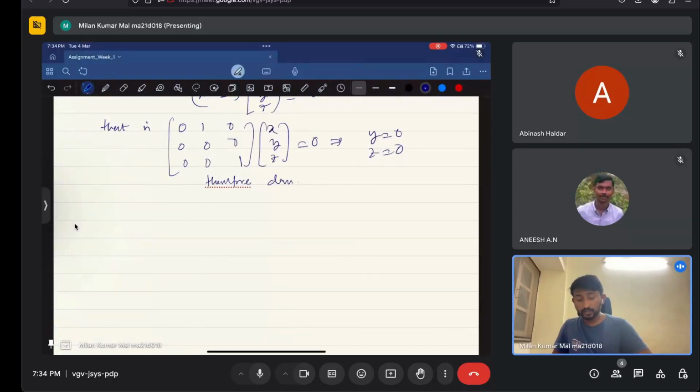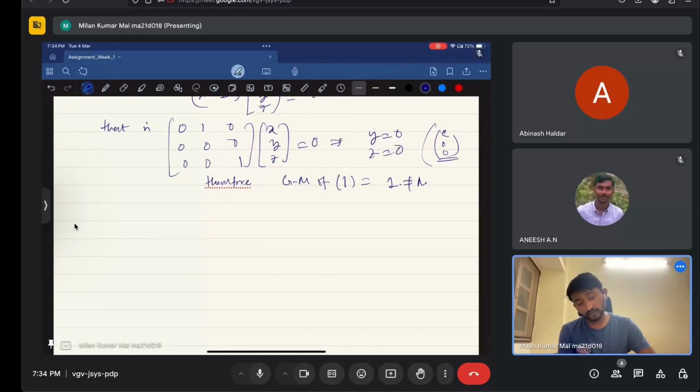the dimension, or geometric multiplicity, of the eigenvalue 1 is equal to 1, because here x can take any value. So therefore the elements (c, 0, 0), this type of element with c not equal to 0, are the eigenvectors, and this type of elements, with c any real number, forms the eigenspace corresponding to the eigenvalue 1. So the geometric multiplicity is 1, which is not equal to the algebraic multiplicity, so therefore not diagonalizable. Therefore the given matrix is not diagonalizable.